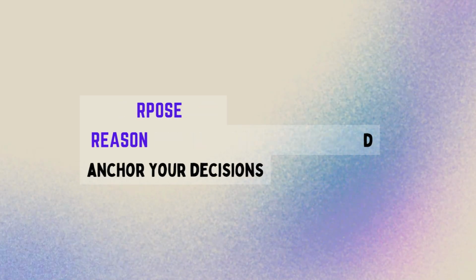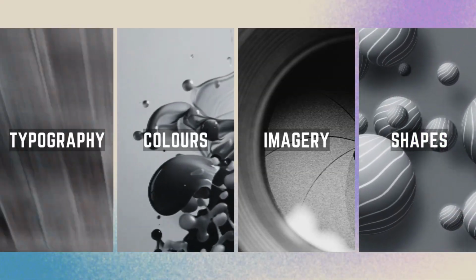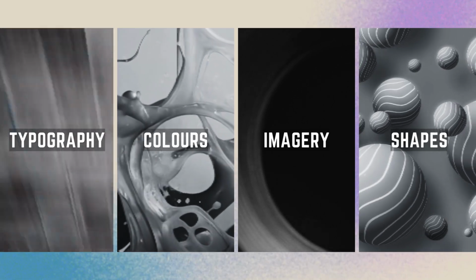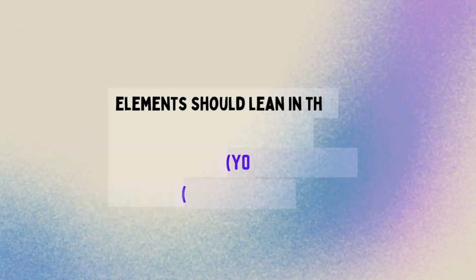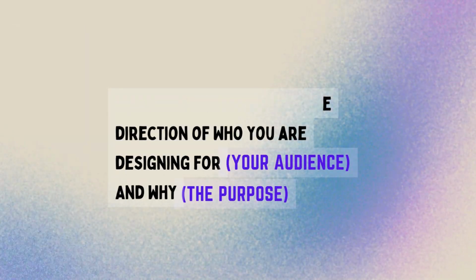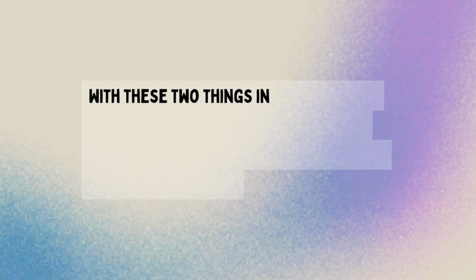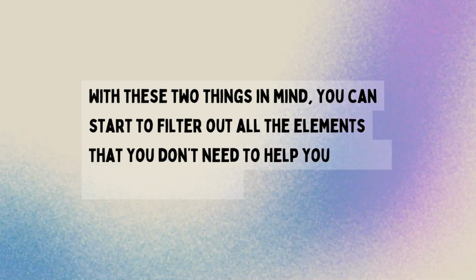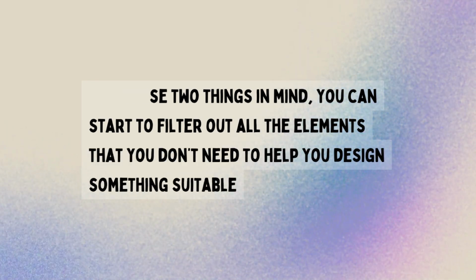your decisions. The typography, colors, imagery, and shapes you decide to use should lean in the direction of who you are designing for and why you are designing. And with these two things in mind, you can start to filter out all the elements that you don't need to help you design something suitable.